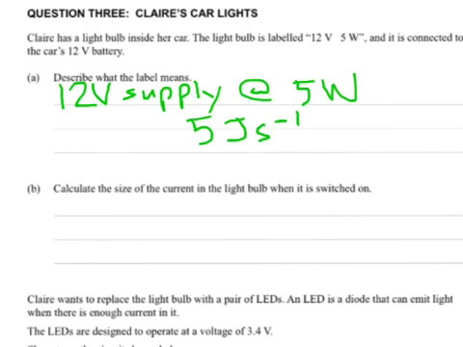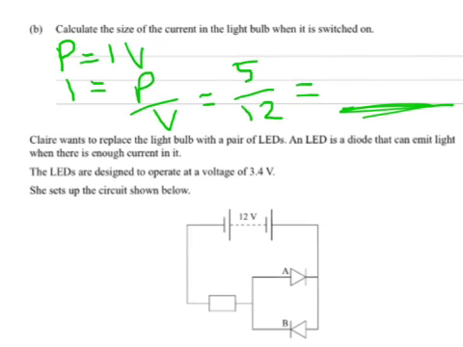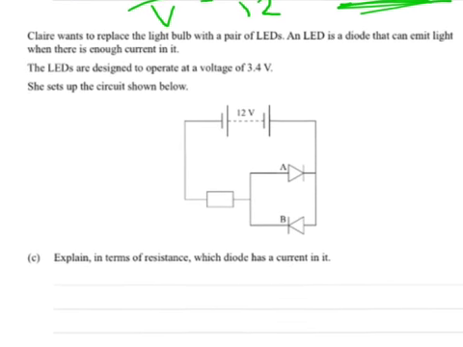B. Calculate the size of the current in the light bulb when it's switched on. We've got P equals I times V. So we've got the wattage and we've got the voltage. So we can find the current, I equals P over V, which is going to be 5 over 12, which equals whatever you calculate it to be. I'm not going to do the calculations because it'll take a little bit long and it's a long question.